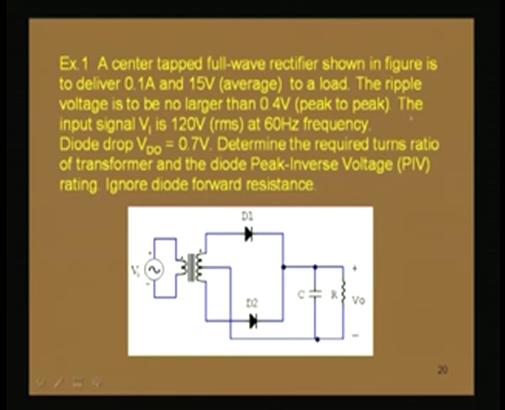That restriction is given. Input signal is a 120 volt RMS value, root mean square value is given of the input voltage at 60 hertz frequency, and diode drop is 0.7 volt.